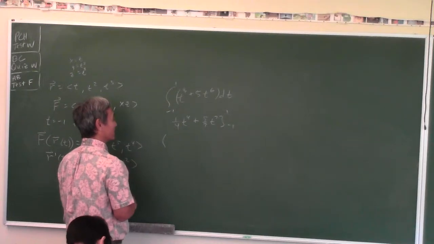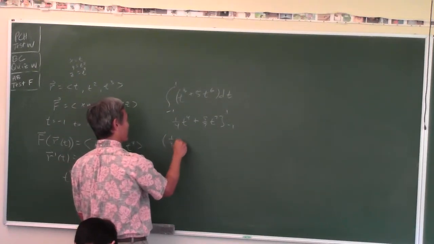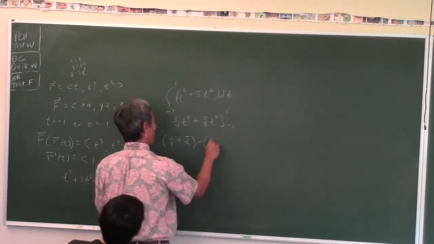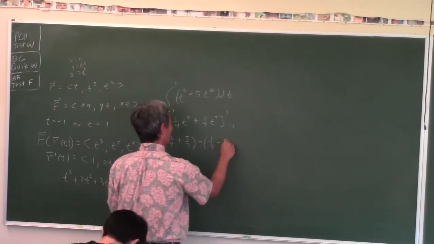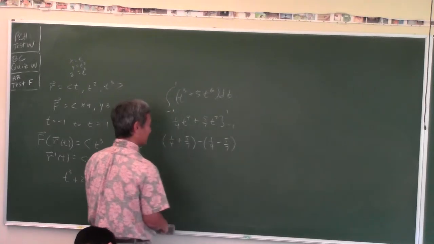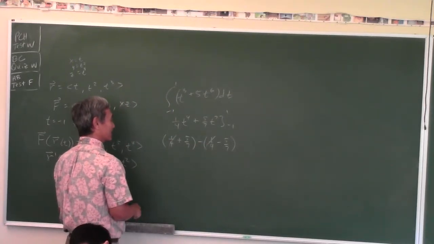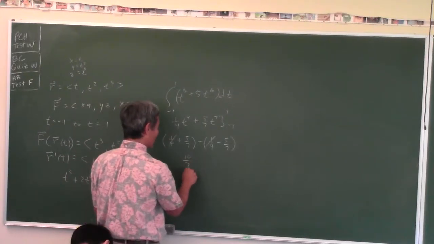Plug in the top number: 1/4 plus 5/7, minus, plug in the bottom number: 1/4 minus 5/7. The 1/4 cancel out, and you get 10/7.